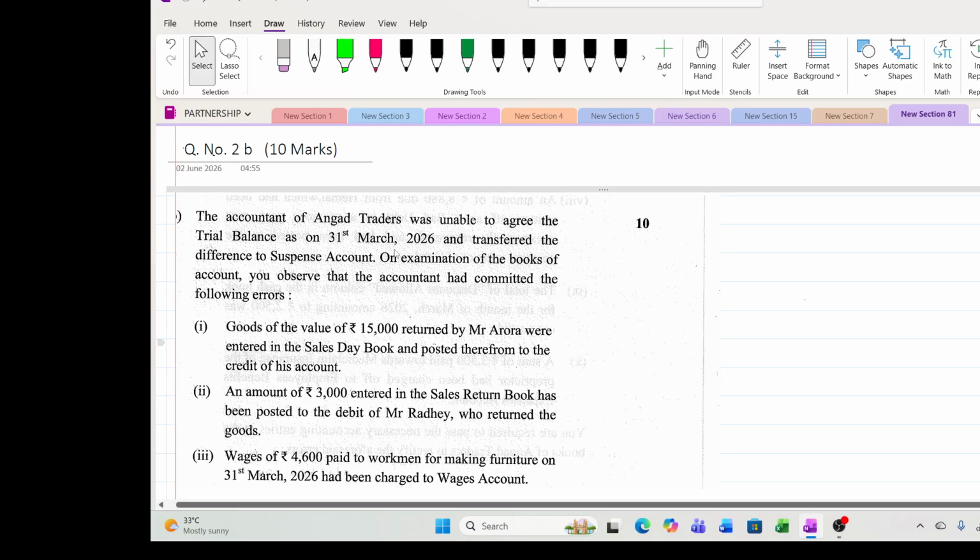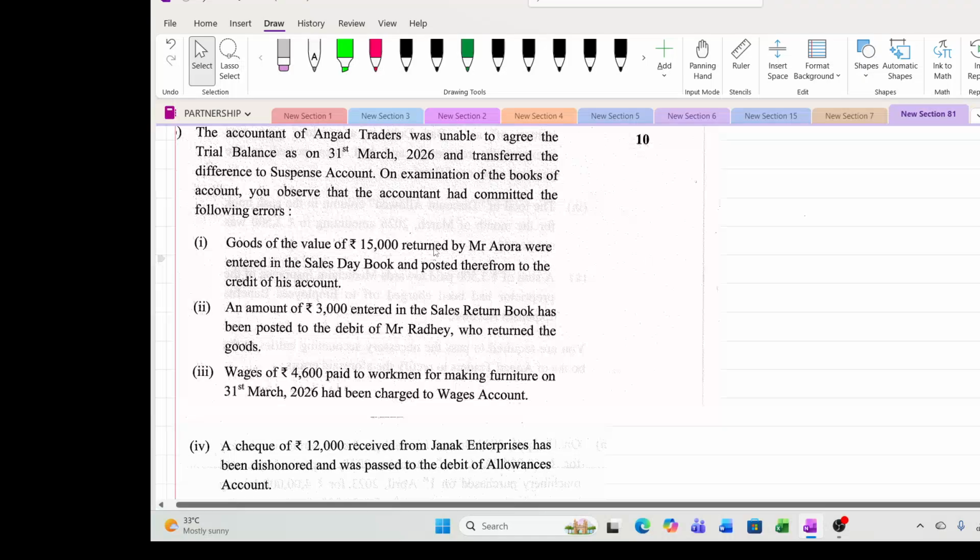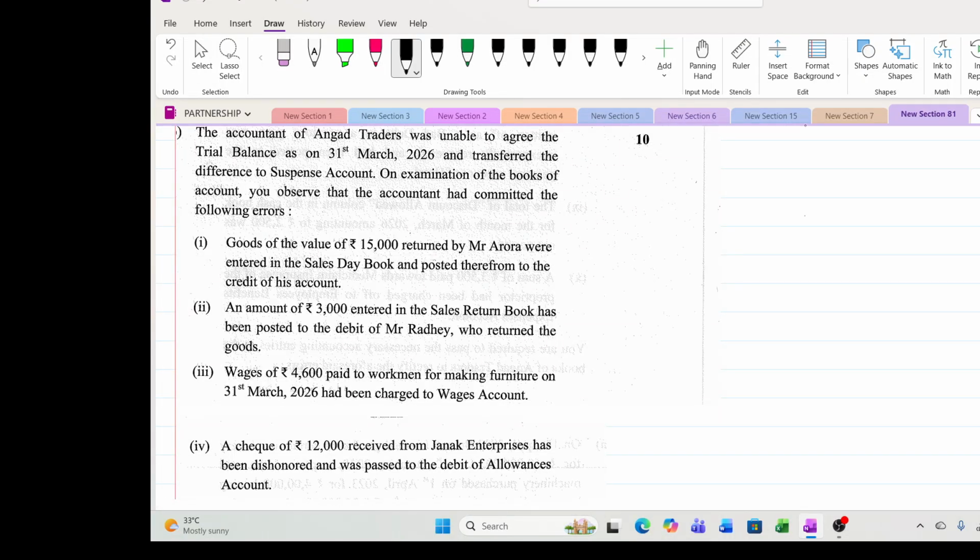Now, first point is goods of the value 15,000 returned by Aurora. So it is a sales return, but it was entered in the sales day book. What do you do in the sales book? In the sales book, you write only the name of the customer here, and then you go on to write the amounts. And then at the end of the month, we total the amount and post it to sales account credit.